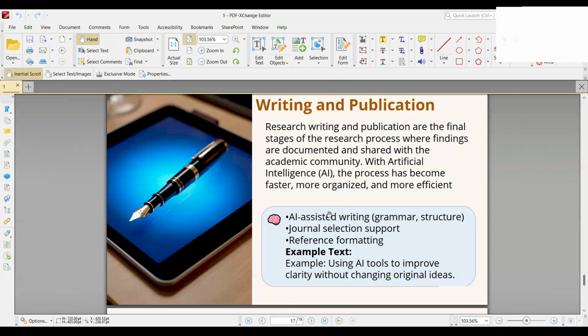Writing grammar structure: when it comes to drafting our manuscripts and reports, we can rely on tools like Grammarly, Gilbert, and Writefull to improve clarity and reduce errors while making sure the human voice and original ideas remain entirely ours. And to select the journal, reference formatting.